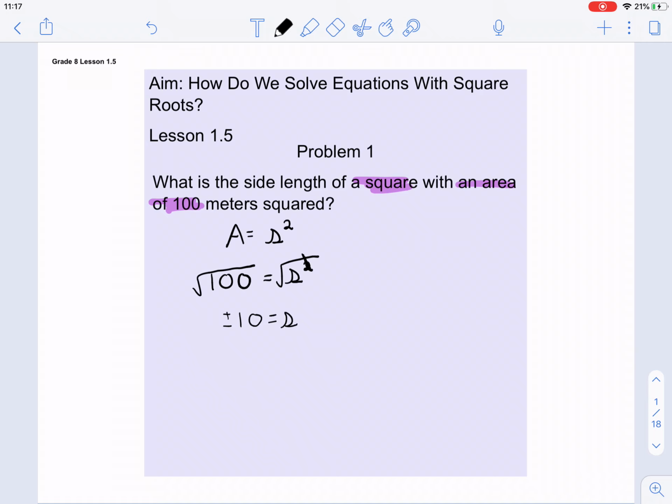Now, since I'm dealing with the side length of a square, I am not able to have a negative side length, so the side length of the square is 10 meters. And it's only meters. That's the only unit that we would use. The meter squared is for the area. But when I'm talking about the side length, it is just meters. So the negative 10 would not be a part of my answer because you cannot have a negative side length or a negative distance.